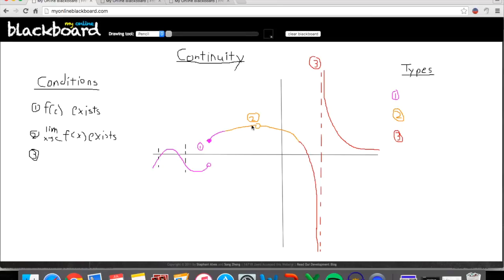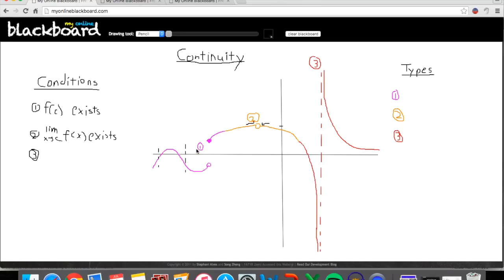So let's look at this case number 2. As you approach it from the left and you approach it from the right, you get infinitely close, but never exactly there. You approach this one value, so the limit does exist. However, the first condition isn't met, so it is not continuous. However, the limit does exist.